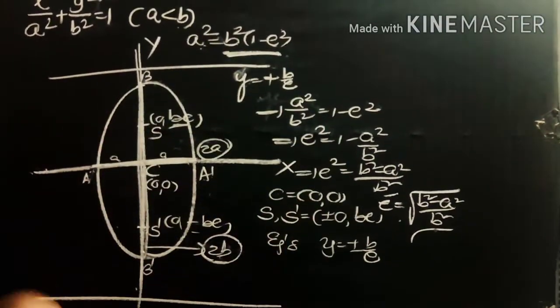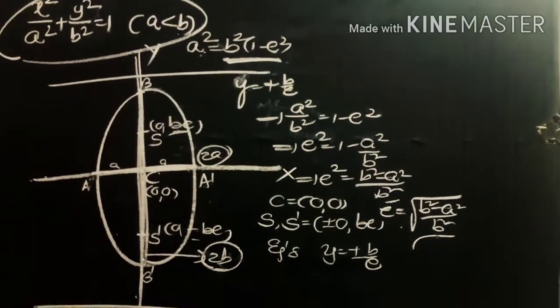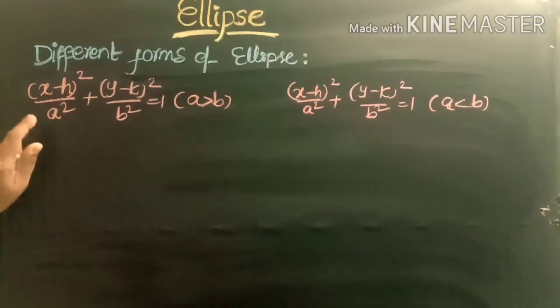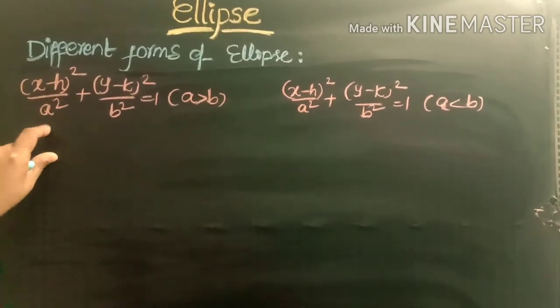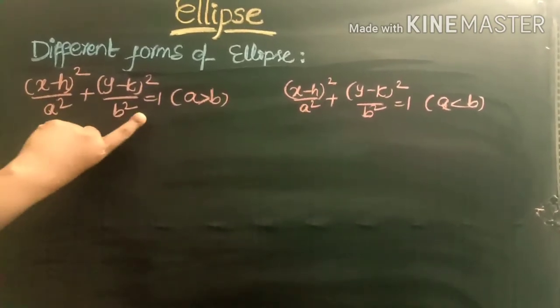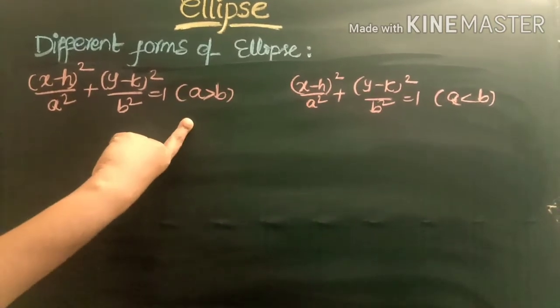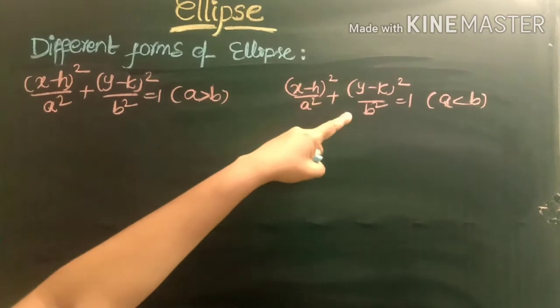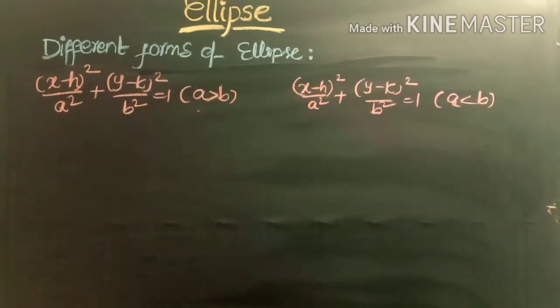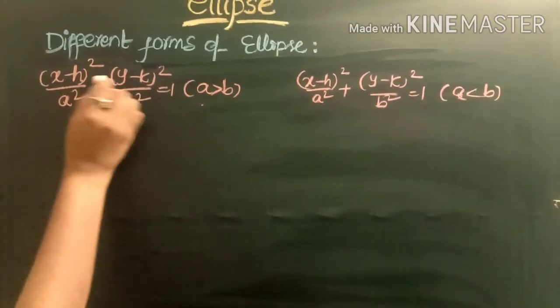Now, these are all the formulas related to this form. Now the next two forms of the ellipse equations are x minus h whole square by a square plus y minus k whole square by b square equals 1, where a is greater than b, and x minus h whole square by a square plus y minus k whole square by b square equals 1, when a is less than b. This is the equation of the ellipse with center (h, k).